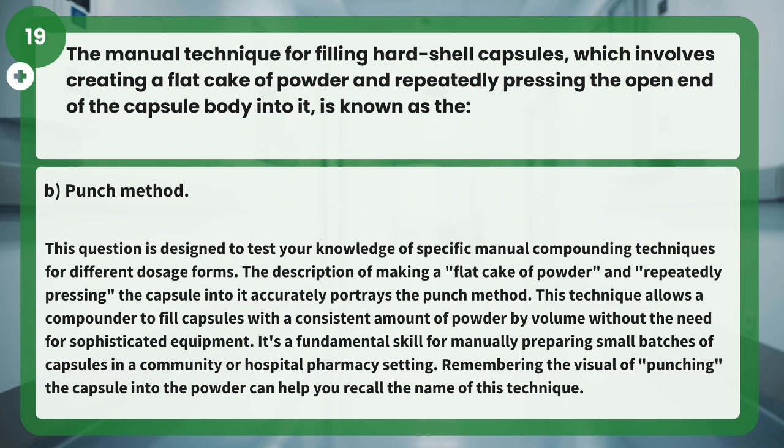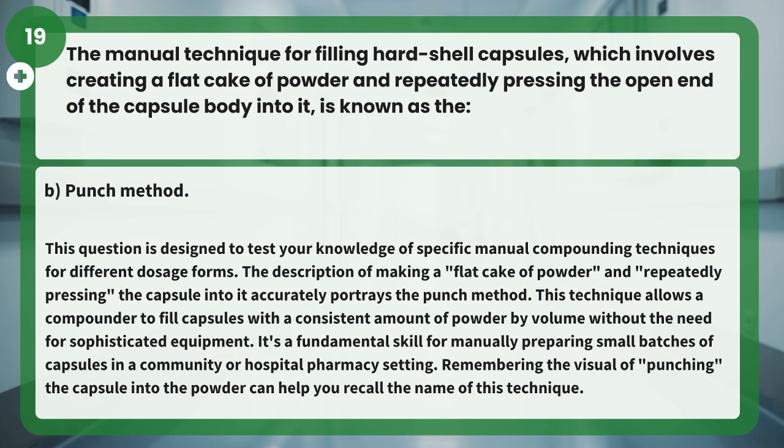Answer: B. Punch method. This question is designed to test your knowledge of specific manual compounding techniques for different dosage forms. The description of making a flat cake of powder and repeatedly pressing the capsule into it accurately portrays the punch method. This technique allows a compounder to fill capsules with a consistent amount of powder by volume without the need for sophisticated equipment. It's a fundamental skill for manually preparing small batches of capsules in a community or hospital pharmacy setting. Remembering the visual of punching the capsule into the powder can help you recall the name of this technique.